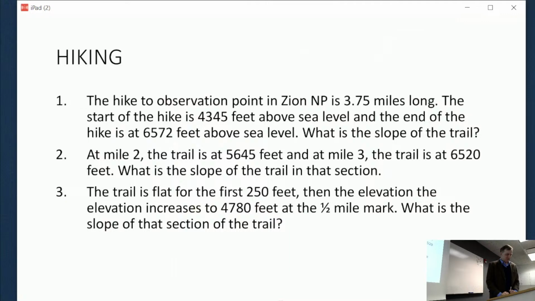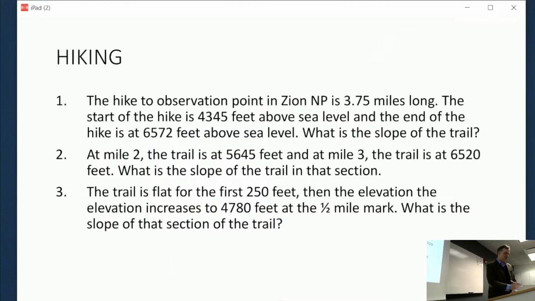Anyway, this next problem has to do with hiking, and it mainly just illustrates the relationship between the watermelon and the slope problem. You might be able to figure out that the slope problem is the watermelon problem. But let's take a look at this. I'm hiking up to Observation Point at Zion National Park. The hike is 3.75 miles long. The start of the hike is 4,345 feet above sea level, and the end of the hike is 6,572 feet above sea level.